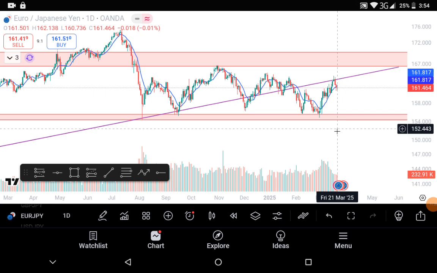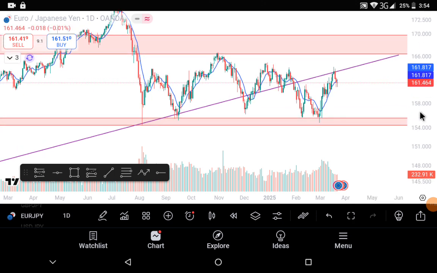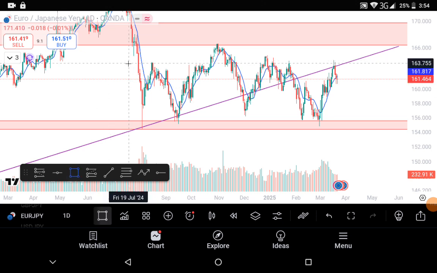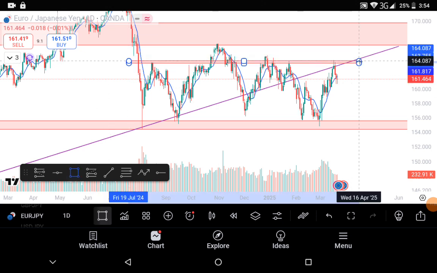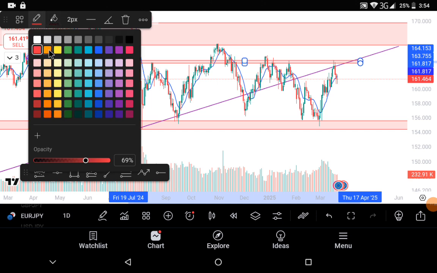We can clearly see that price is on a range, and inside that range I think we have another small range here, a smaller range. Let me change the color to yellow. Okay, we have another smaller range here inside this range.